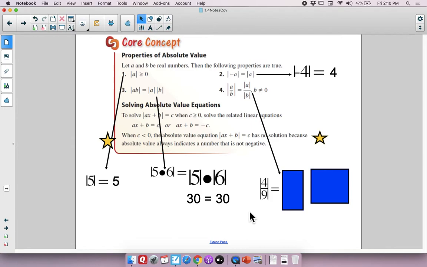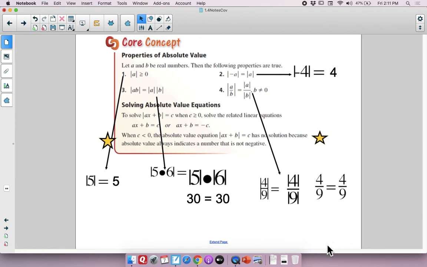So they're equal. Okay, and then the fourth property here is similar, except that it's division. And again, notice b can't be equal to 0 because you cannot divide by 0. That's undefined. So, example, absolute value of 4/9, you could write as the absolute value of 4 over the absolute value of 9. Well, what's the absolute value of 4/9? 4/9. What's the absolute value of 4? 4. What's the absolute value of 9? 9. So we would get 4/9 equals 4/9. Okay. Get rid of this arrow so it's not in your way now.